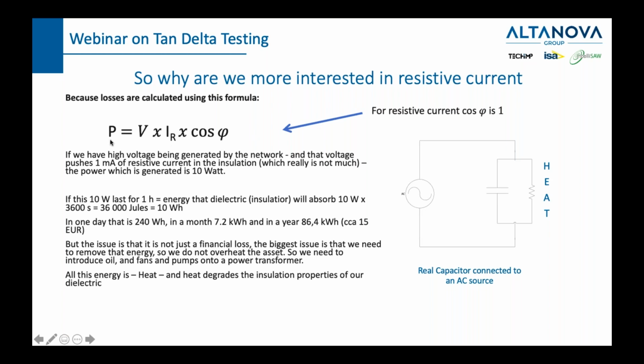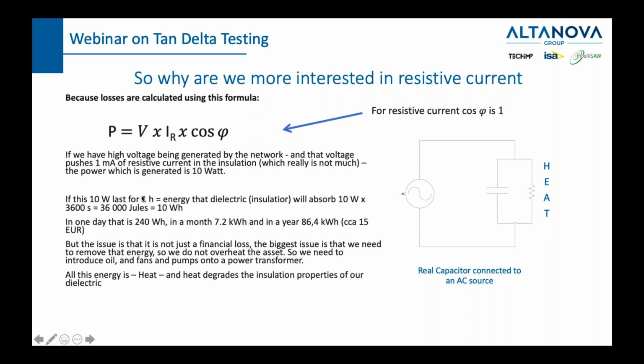So let's take an example. If we have a high voltage asset on the network, we can have a very big voltage, 132, 220, 66 kilovolts. And if we have only 1 milliamp of resistive current in this insulation, which is really not much, the power which is generated is 10 watts. Now, this is just an example to show you how much energy can be lost.